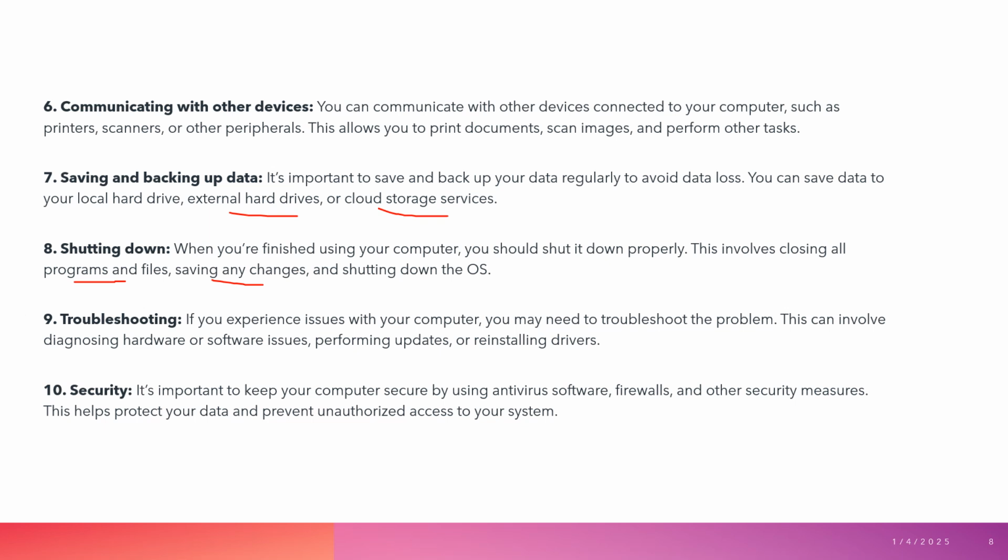The next is troubleshooting, which means to diagnose the problems or issues that your computer is undergoing. It can involve diagnosing hardware and software issues. You may need to perform updates or reinstall your drivers. The next is security, wherein you should keep your data and information secure by using antivirus software, firewalls, and using other security measures which help you to prevent unauthorized access to your system.